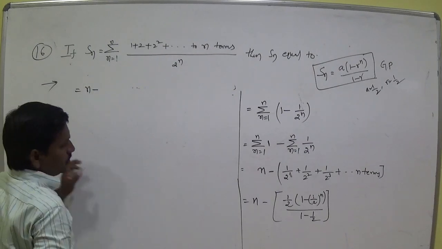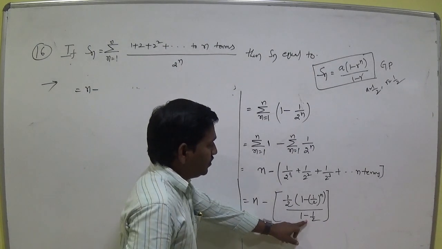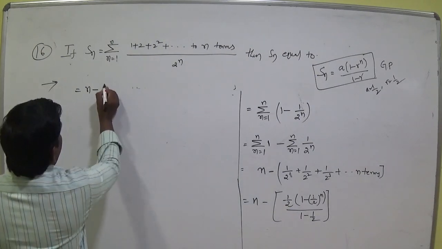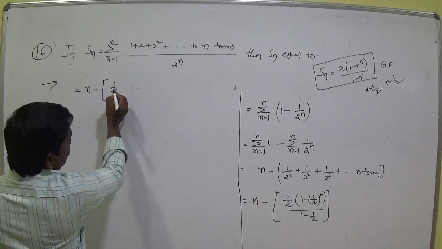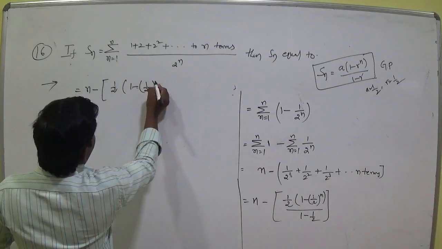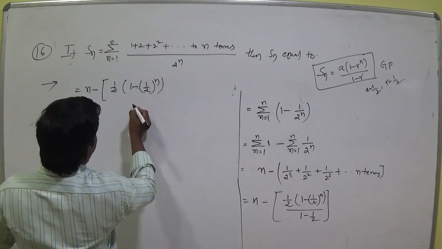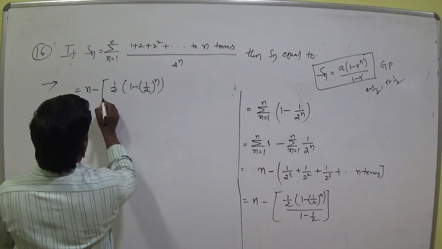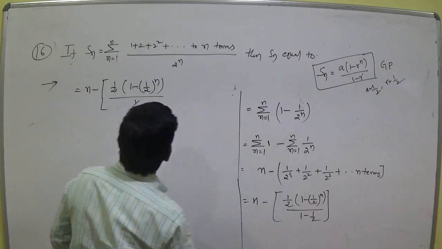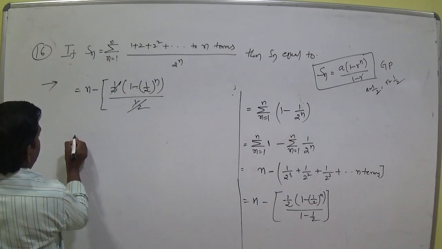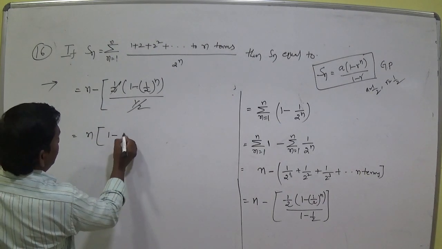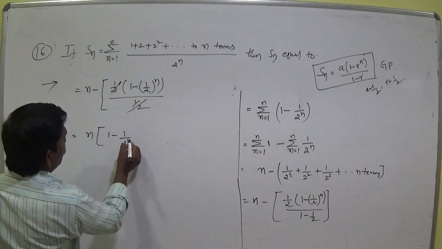n minus, what is the value? 1 by 2 and 1 by 2 both are cancelled. 1 by 2 into 1 minus 1 by 2 whole power n by 1 by 2. 1 minus 1 by 2, 1 by 2 and 1 by 2 both are cancelled. n minus 1 by 2 power n.